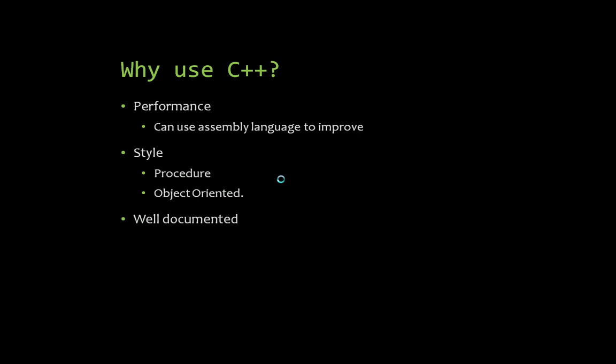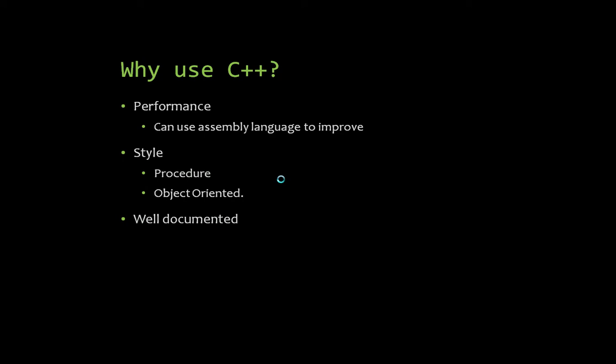Why do we want to use C++? Well, the main reason we want to use C++ is for performance reasons. C++ is a very fast language. It's not fast to learn. It does take some time to learn it, but the compiler on C++ is so efficient and so optimized that it causes your code to run very, very quickly on the machine.